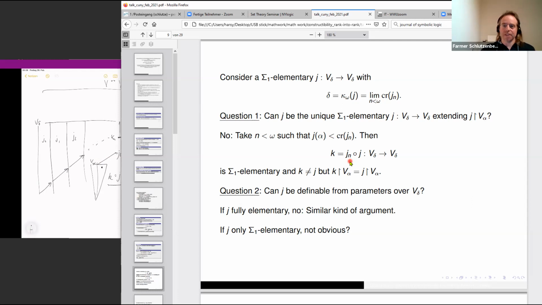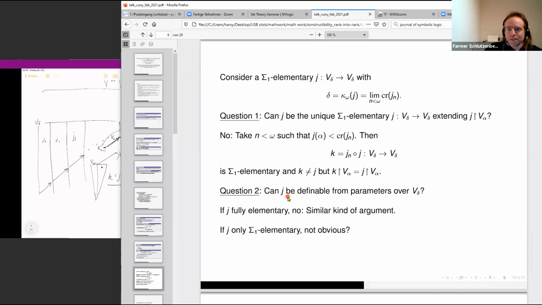So these two embeddings, K and J, are going to agree below V alpha, but they're distinct embeddings. This kappa n was the image of kappa n minus 1 under J, but when I compose, J moves it up to kappa n, and the composed map sends it higher. So these are different embeddings. In this case, it's easy to see you can't isolate J with some initial segment.